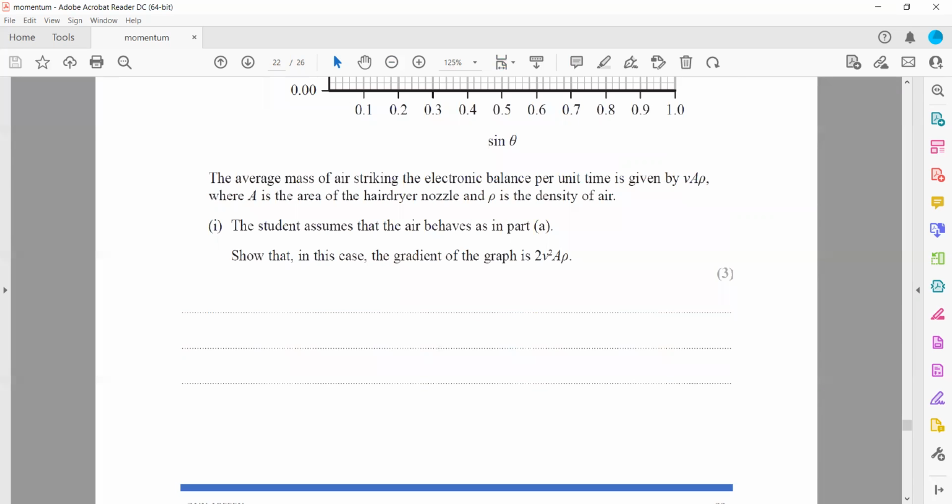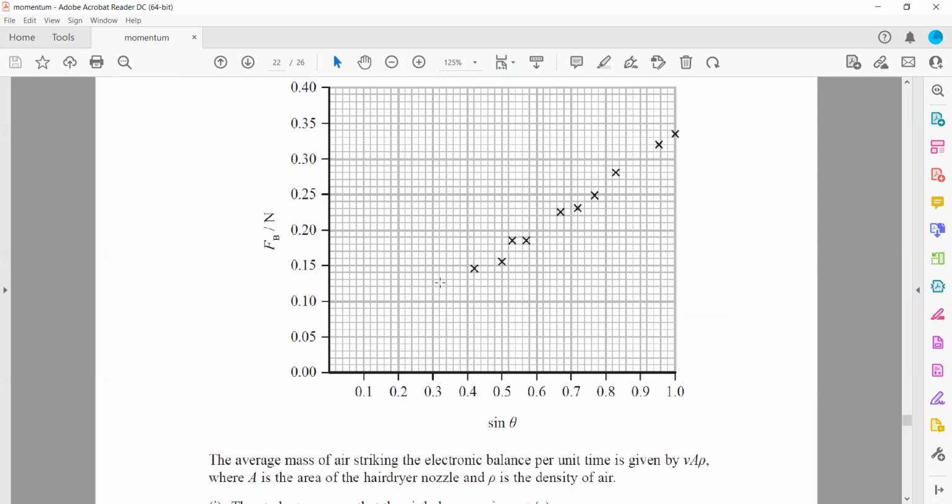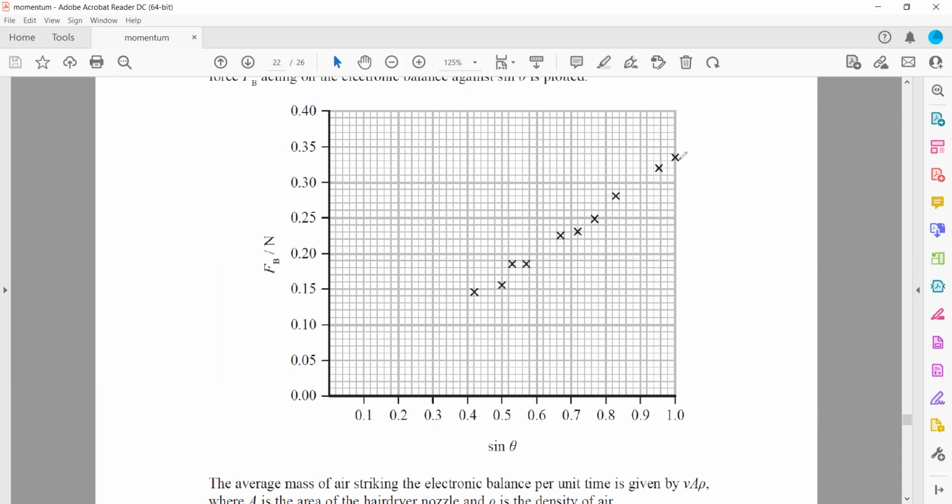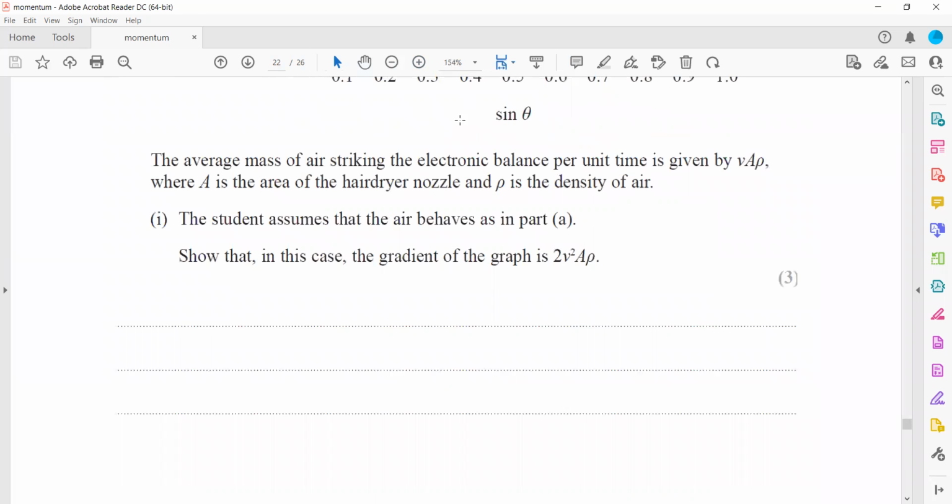So how can we show the gradient is this value? The gradient is the quantity on the y-axis divided by the quantity on the x-axis. That's the gradient of the graph. So in this case, the quantity on the y-axis is force and the quantity on the x-axis is sine theta. So the gradient will be equal to F divided by sine theta. Then what about F, the force?